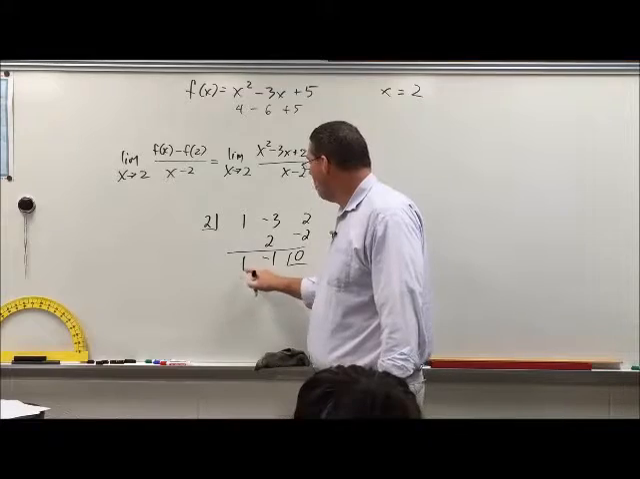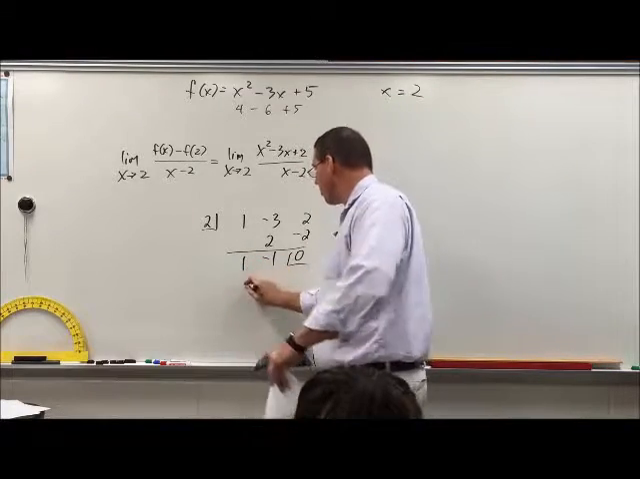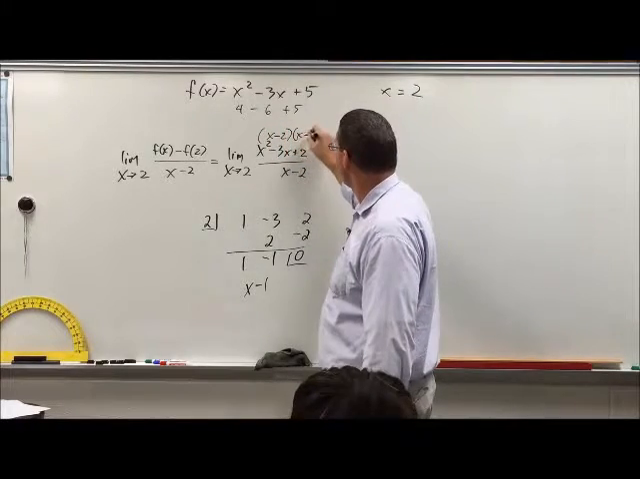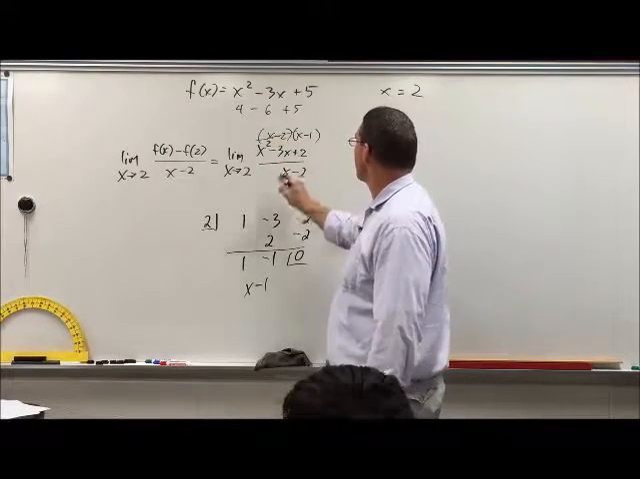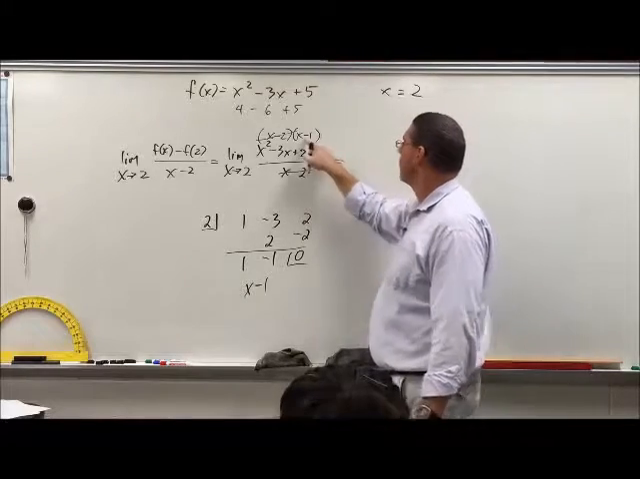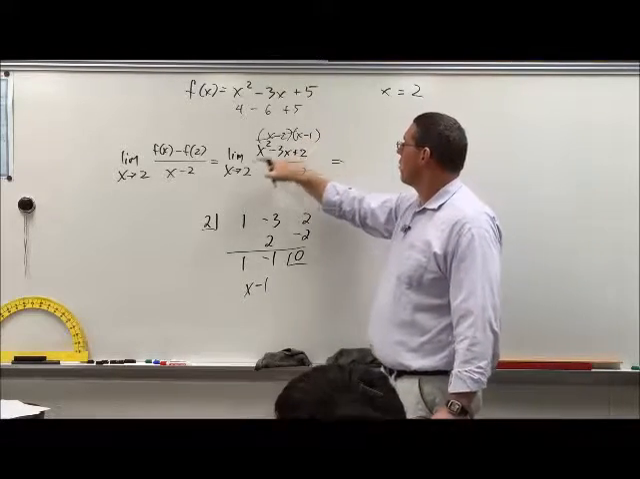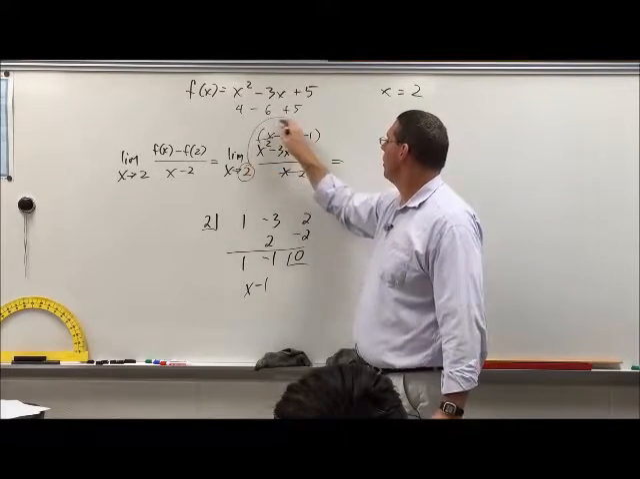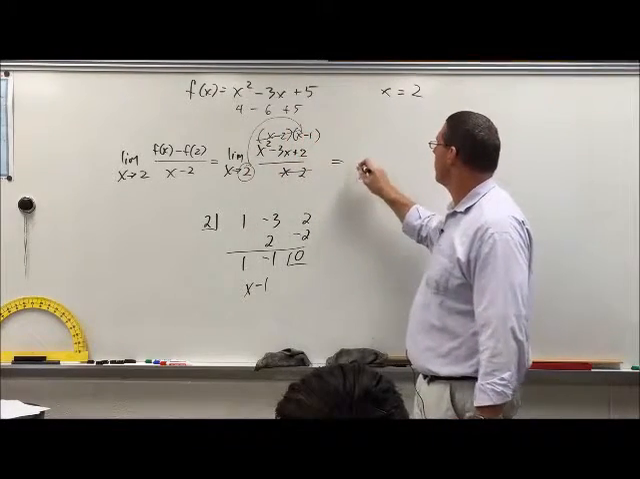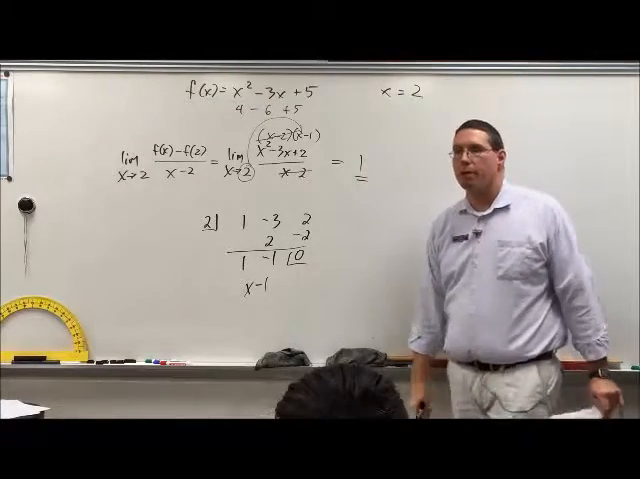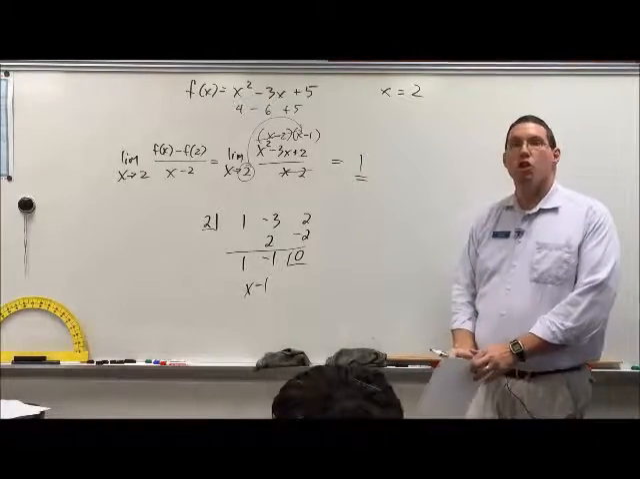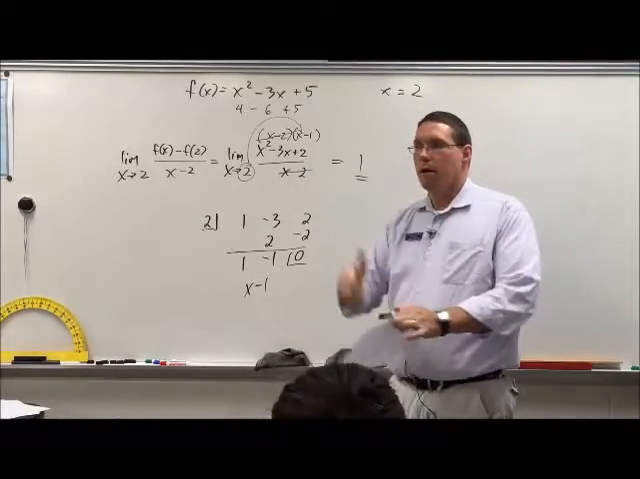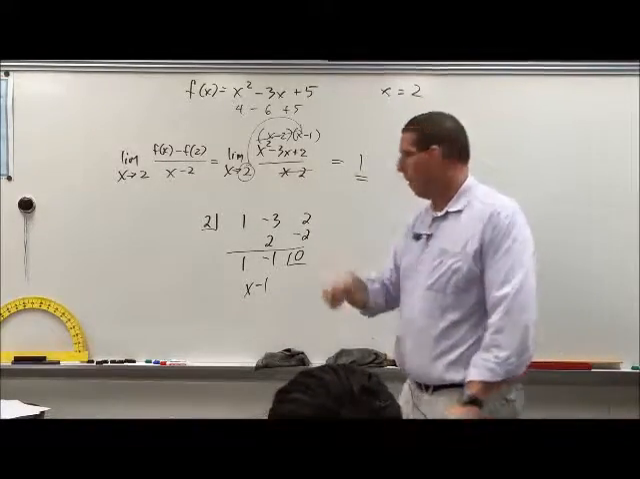And this is now 1x minus 1, so that's x minus 1. So what this factors into is x minus 2 times x minus 1. The x minus 2's are going to cancel, and all we have left is x minus 1. And so now the limit as x approaches 2 of x minus 1, well, we'll plug the 2 in, and 2 minus 1 is 1. So the instantaneous rate of change is 1. Right? The slope of the curve when x equals 2 is 1. Okay? We're good? All right.